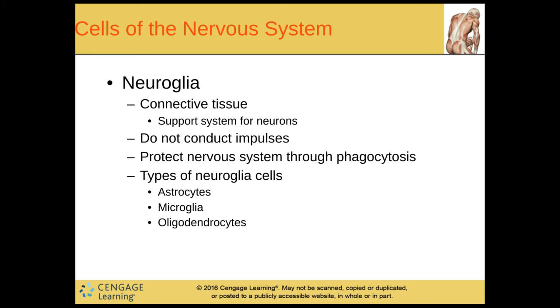So then we have the neuroglia, which is the connective tissue. It helps to support the system of the neurons. It doesn't conduct impulses. It helps to protect the nervous system through phagocytosis.